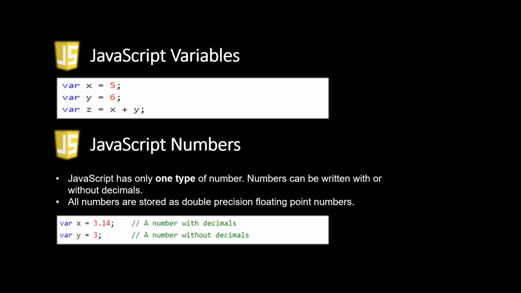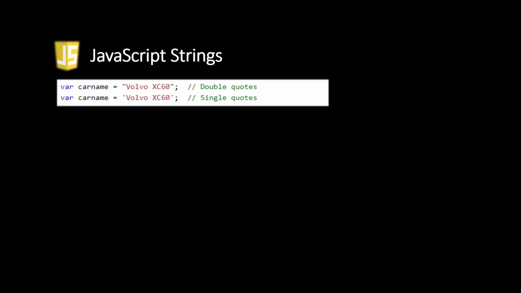Here you can see, var x is equal to 3.14 or var y is equal to 3. A number with decimals and a number without decimals. JavaScript strings. Here you can see we have an example of strings. Double quotes, single quotes. We can use both of them.